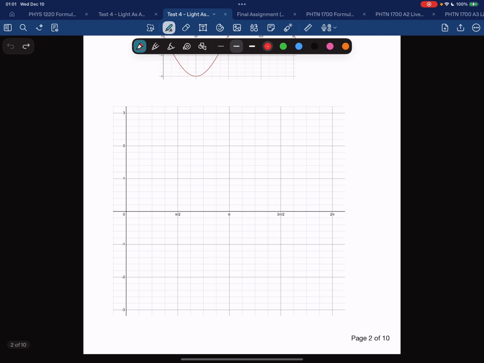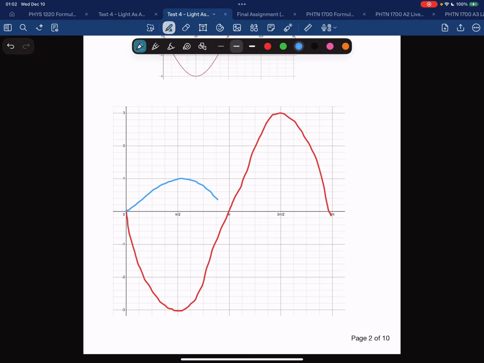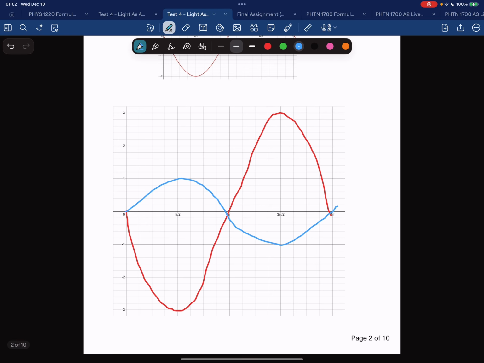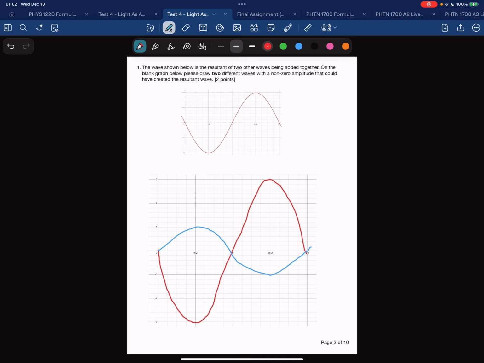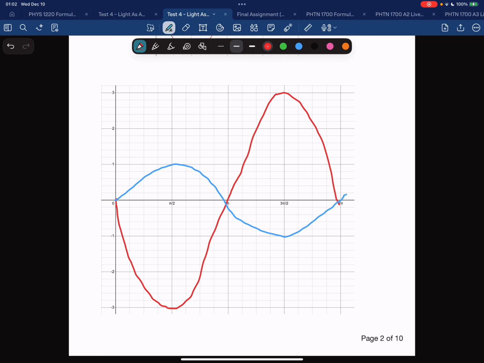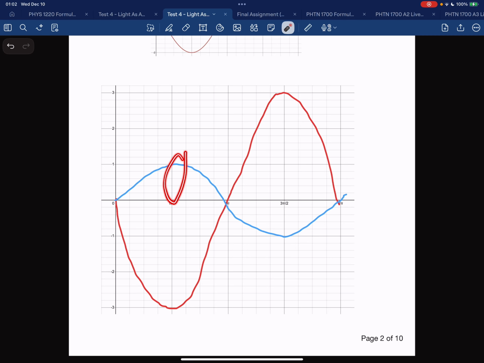So I'm going to draw a wave that most people drew, one that goes to -3 and to +3. And there we go. And then they also drew a wave that goes to +1 and -1. So most people drew these waves here, and that was absolutely correct. So the amplitudes are right here. We have an amplitude of +1, and here we have an amplitude of -3.